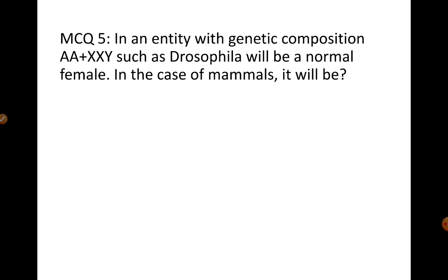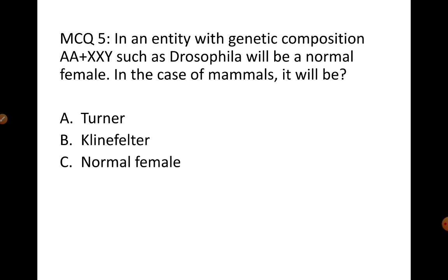Because if you look at the karyotype, it is showing the autosomal set, and if it is a normal female, it should be having 2 X chromosomes. If it is a normal male, it should be having X and Y chromosomes. So here its karyotype is showing XXY. So what kind of syndrome is it? Whether it's a Turner syndrome or it's a Klinefelter syndrome, or does it lead to the formation of a normal female, or is it a normal male?